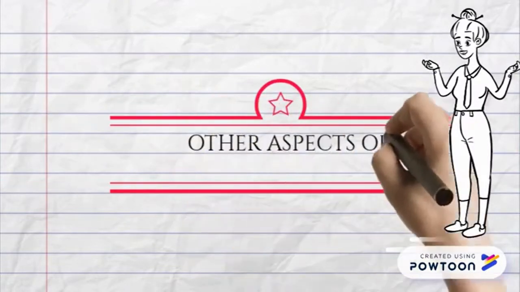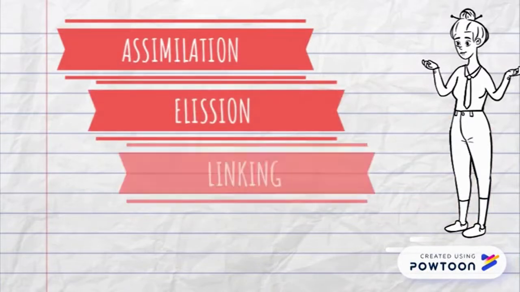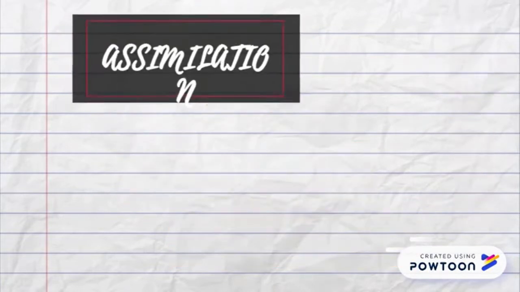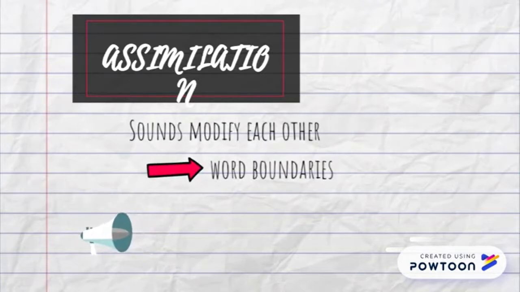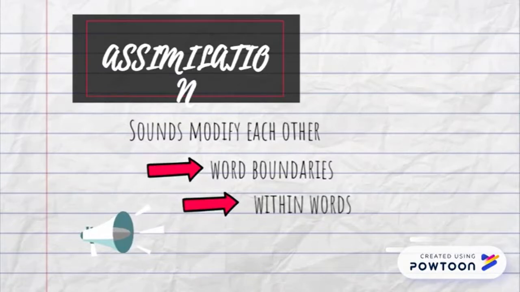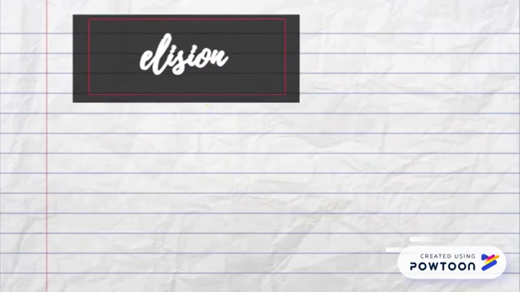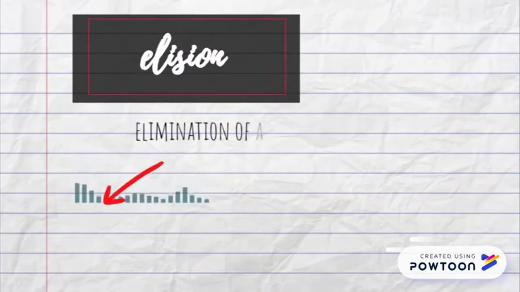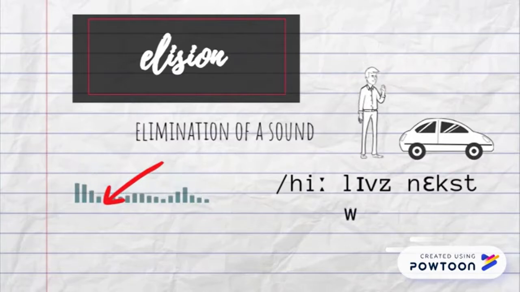There are other aspects of connected speech such as assimilation, elision, linking, and juncture. Assimilation describes how sounds modify each other when they meet, usually across word boundaries, but within words too. For example, the book. Elision describes the elimination of a sound, as in the utterance, he leaves next week. Speakers usually elide the T sound.